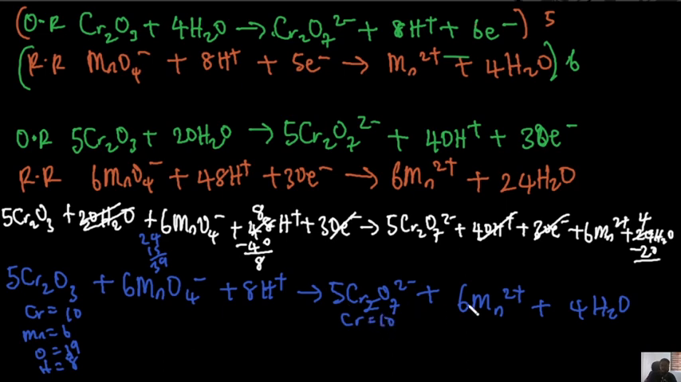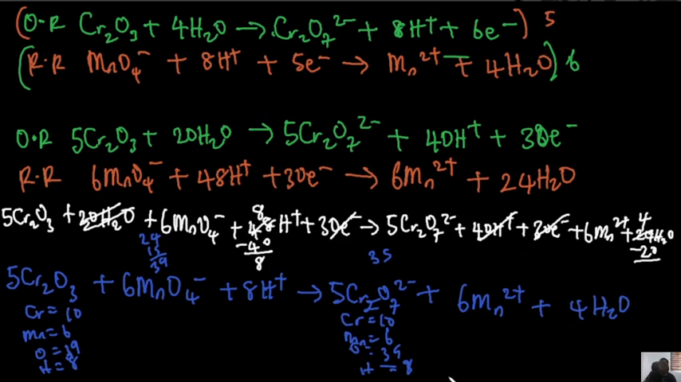It's 10, 5 times 2, that's the only chromium. Manganese is also 6. Then you have that oxygen. Let's find oxygen. 5 times 7 is 35. 35 plus 4 times 1 is going to give us 39. And then finally, hydrogen, as you can see, is 4 times 2, which is 8. So notice that this is now balanced completely.